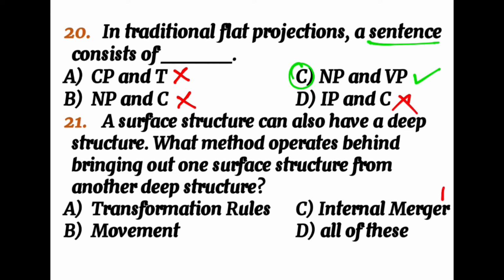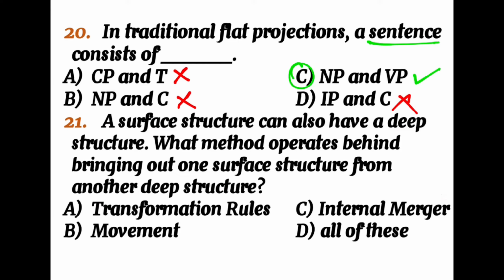A surface structure can also have a deep structure, but what method operates behind bringing out one surface structure from another deep structure? Transformation rules, internal merger, movement, all of these. I have told you in the introduction of syntax that Noam Chomsky introduced transformational generative grammar.